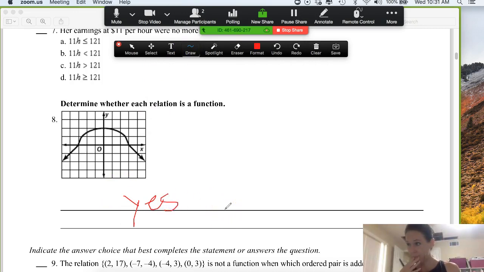You want to skip number 9? Uh-huh. Because it's like literally the same problem. Yeah. The relation, so let's look at number 9.